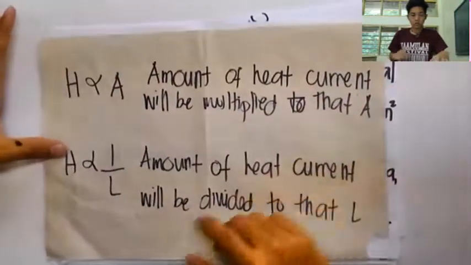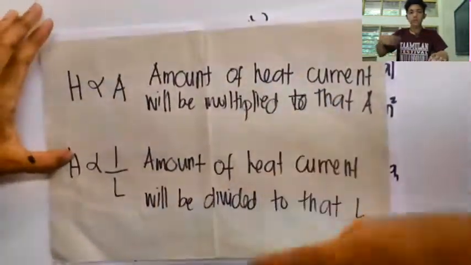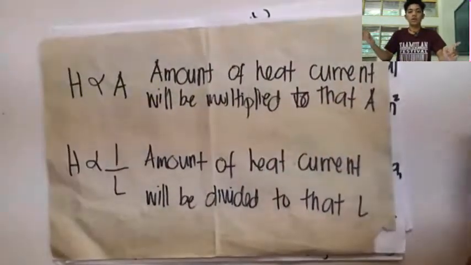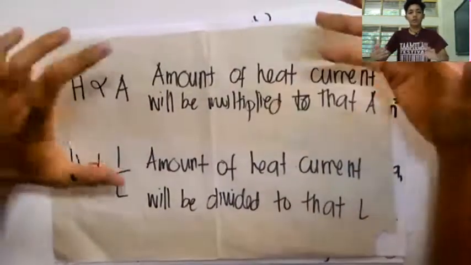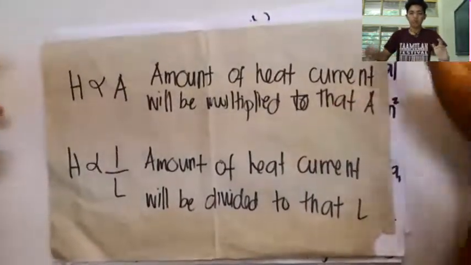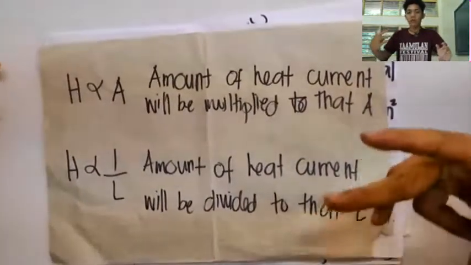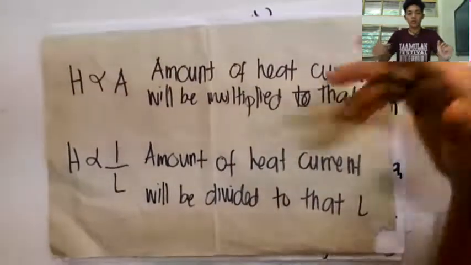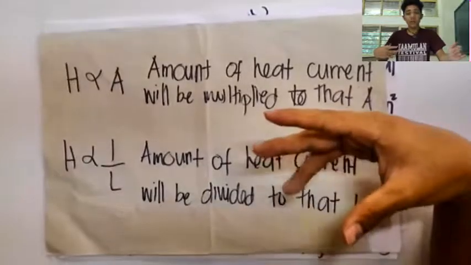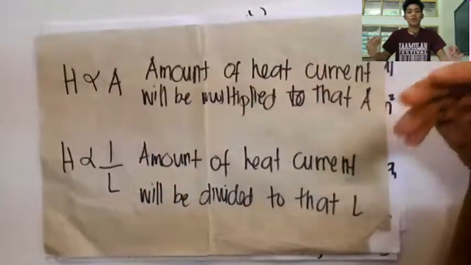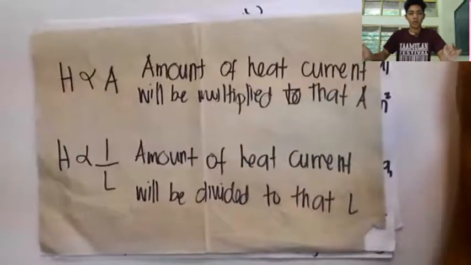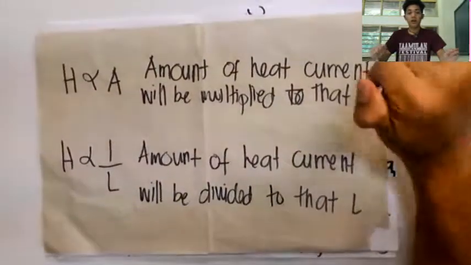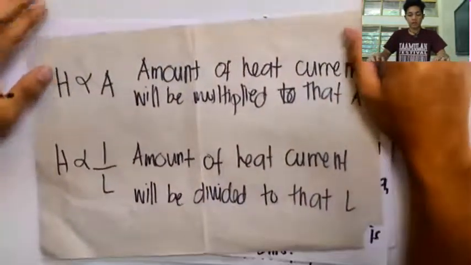For length, it is inversely proportional, so you divide by the factor by which the length changed in the heat current formula. If your length is large, the heat current, or the rate of the quantity of heat flowing from one material to another, is small. So the heat current is divided by the amount of the length. So, that will be all.